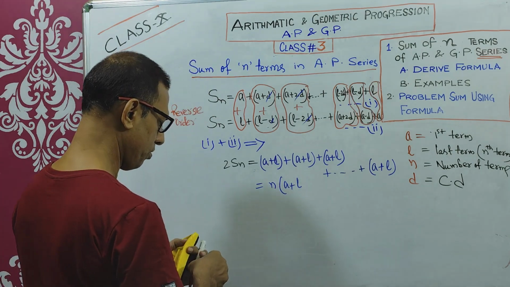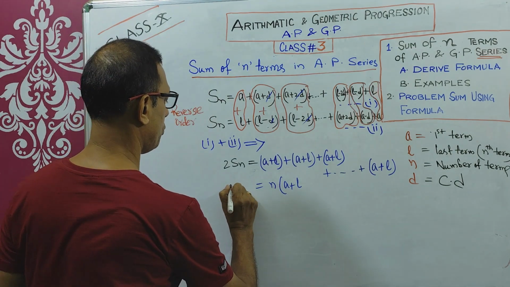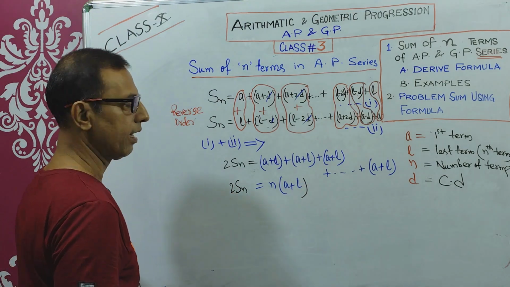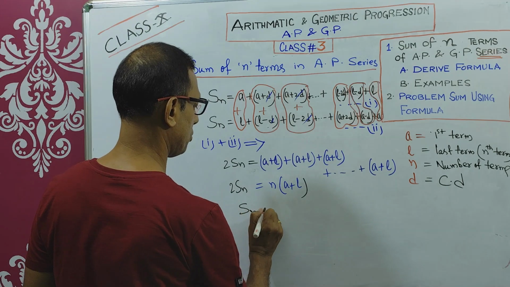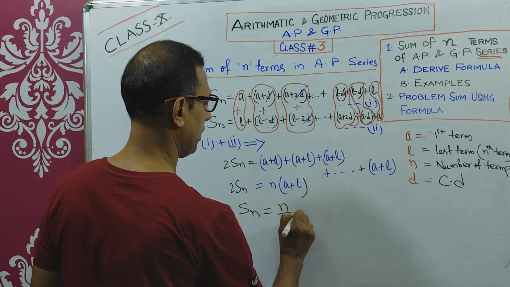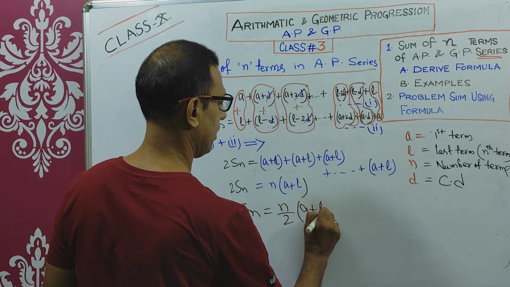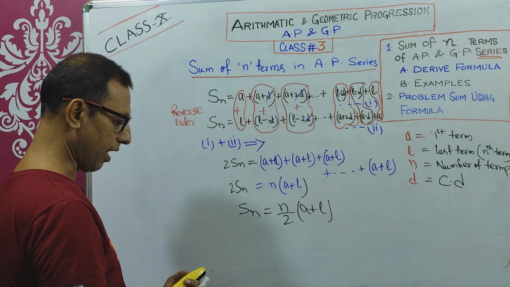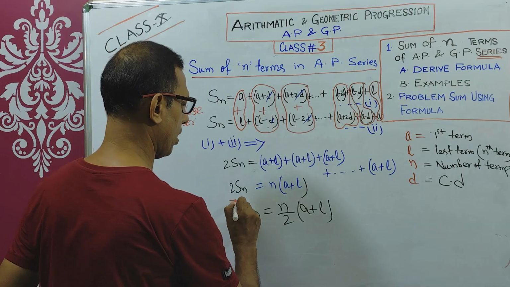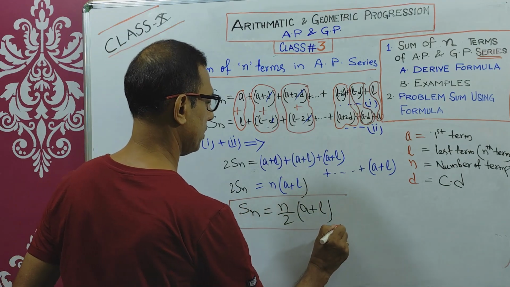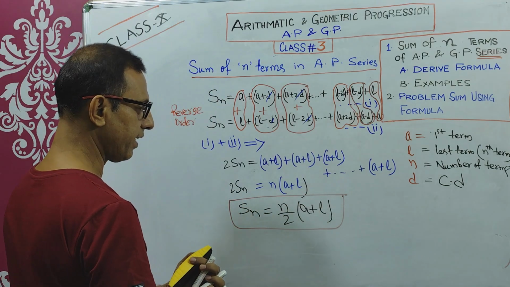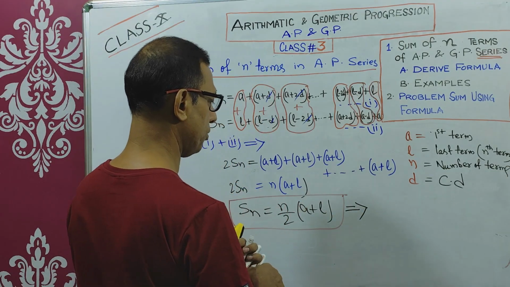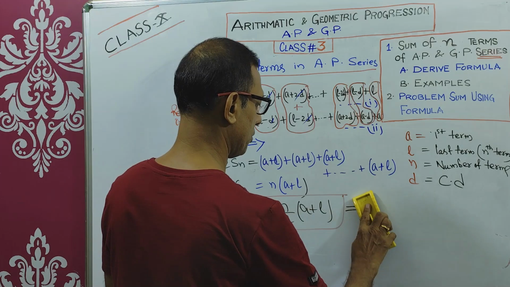So 2Sn equals to n into a plus L. Now Sn equals to n by 2 into a plus L. If you express it in the form of the last term, this is how you will represent it.